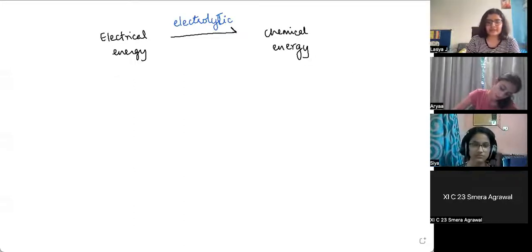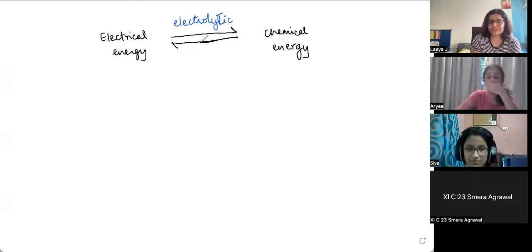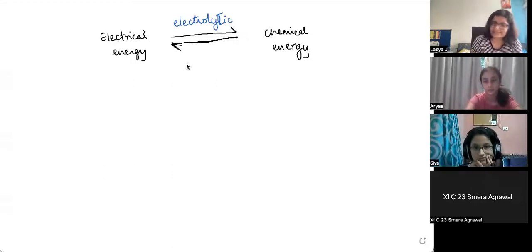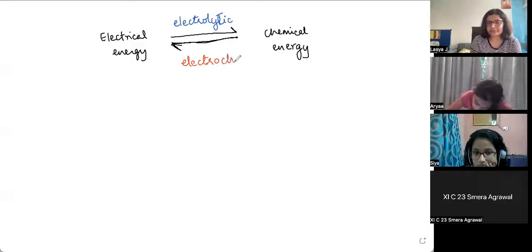And the other way around, when you're using chemical energy in order to generate electrical energy, so when the change goes in this direction, that would be called electrochemical. The device is called an electrochemical cell. This is an electrochemical process. Electrolytic is when you're using electrical energy.